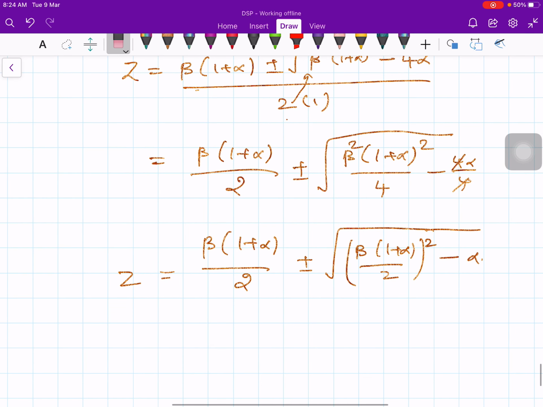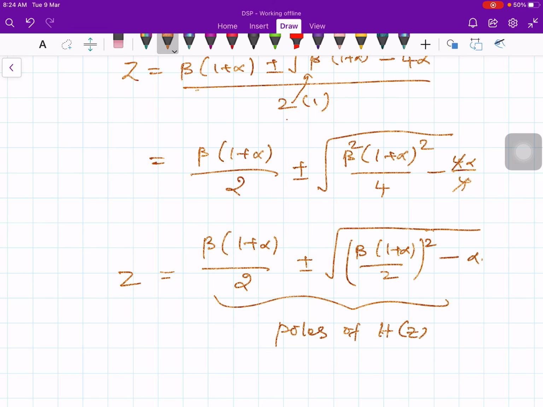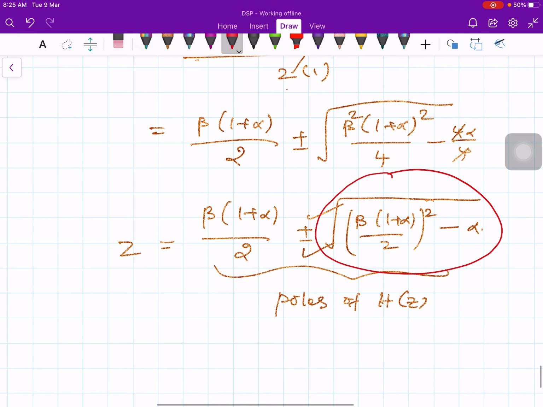So this is the root of the denominator. So these are the two poles, poles of H of z. I have two poles. If you take plus you will get one pole, if you take minus you will get another pole. Now this quantity will be imaginary. So the poles in general will be complex, because beta is 0 here, and you'll get minus alpha inside the square root, and because of this minus sign the poles will be imaginary.